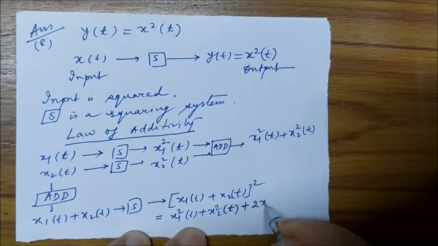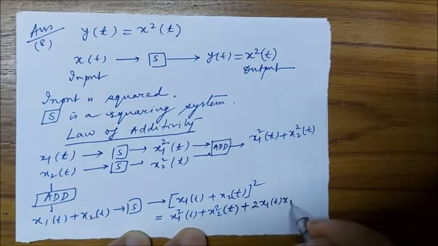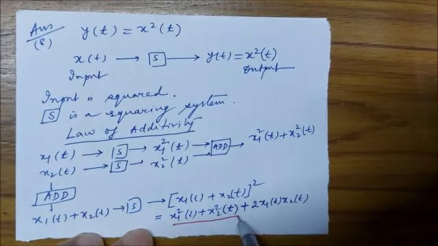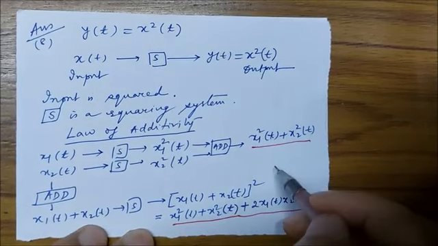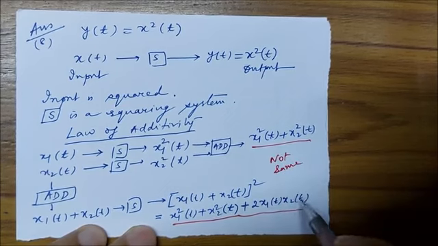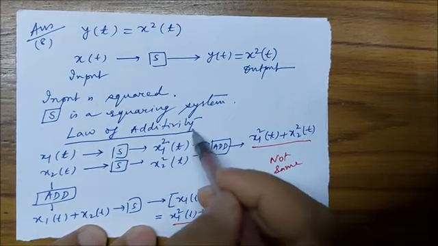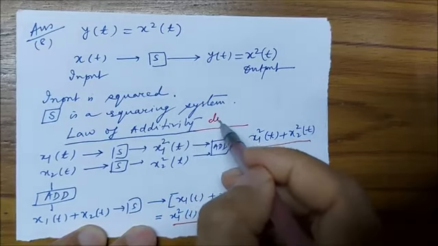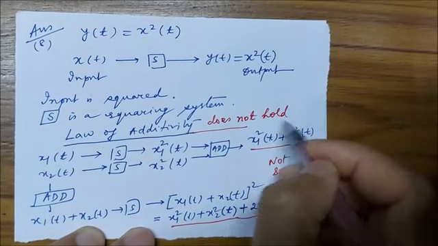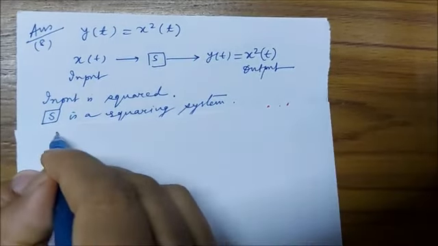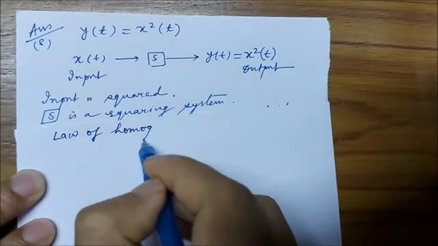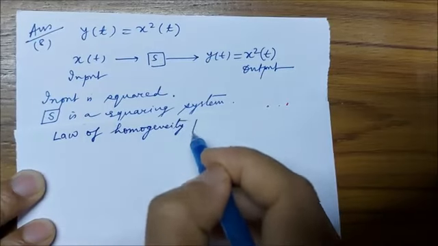And we have an extra term compared to this response. So clearly the responses are not same because of this additional term, and this means law of additivity does not hold. Let us now check the law of homogeneity, or the law of scaling.